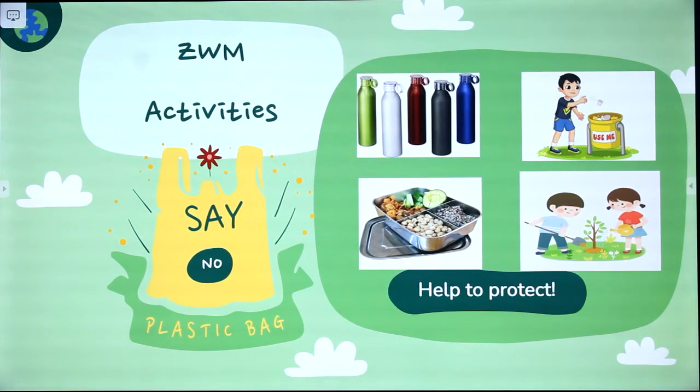Use steel or metal tiffin boxes instead of plastic boxes. And take care of the plants around your school. You can also put water in them whenever you have your free periods.